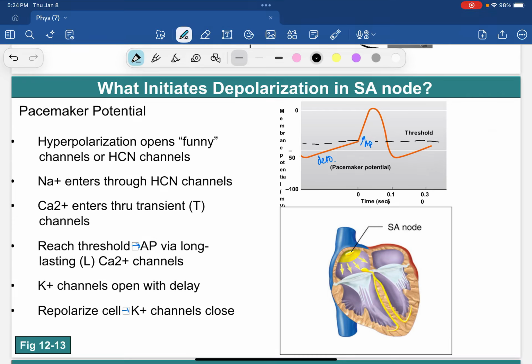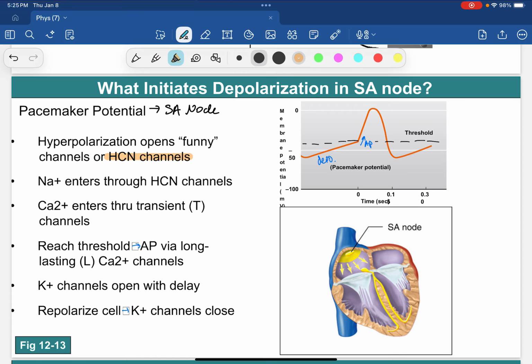Okay, so here we're going to be talking about what initiates depolarization in the SA node in the cardiac cycle. So remember that our pacemaker is also called our SA node. So that's our pacemaker. And how this starts the pace, and spreads this depolarization throughout, is it first starts with these HCN channels, or our funny channels, and specifically the hyperpolarization of them.